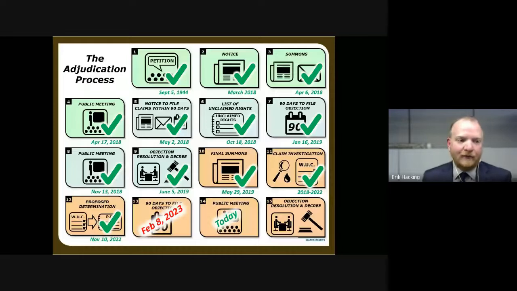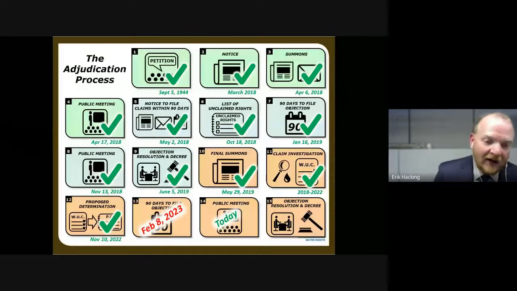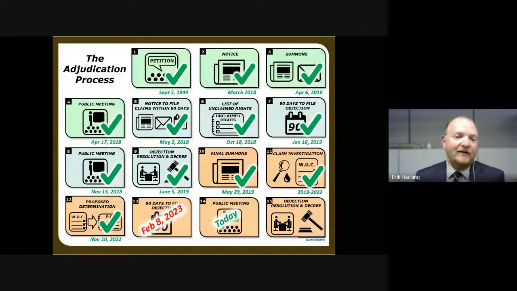These state engineer's recommendations were then combined into what's known as a proposed determination, and that is the document that we are talking about today. We published this proposed determination on November 10th, 2022, and from that point, you have 90 days to file an objection, which is February 8th, 2023. And then we're having the final public meeting today. And once any objections are taken care of and resolved, there will be a final decree on this area, and we will be done. Exciting day.